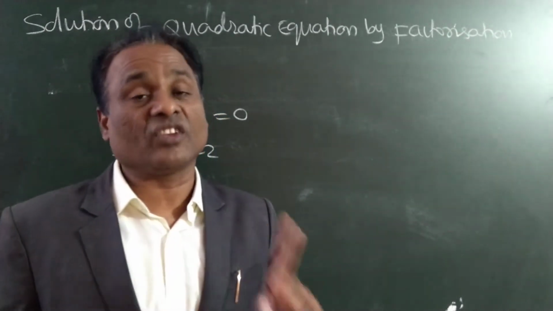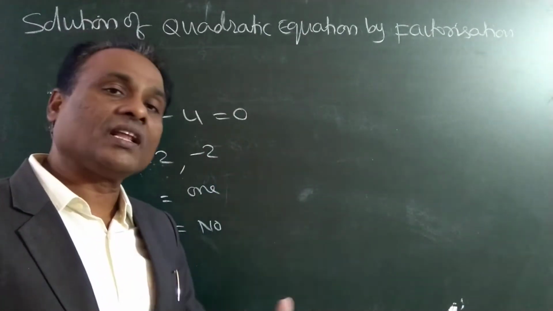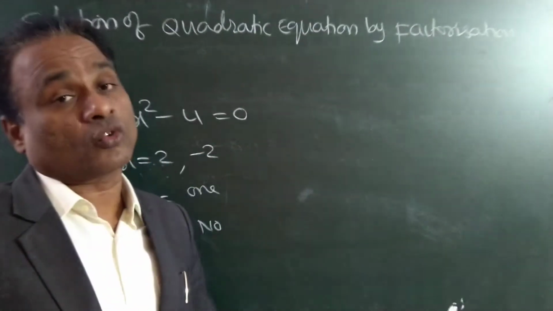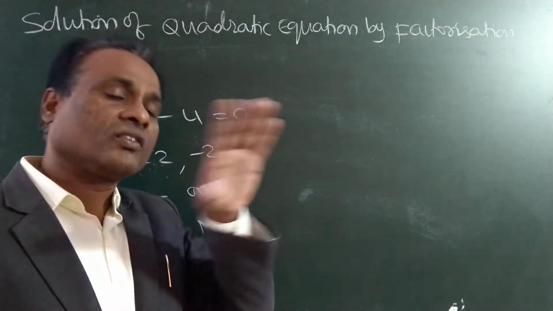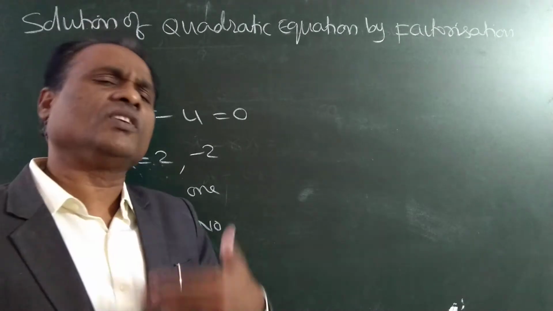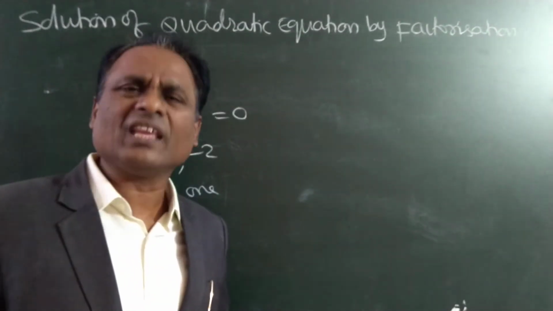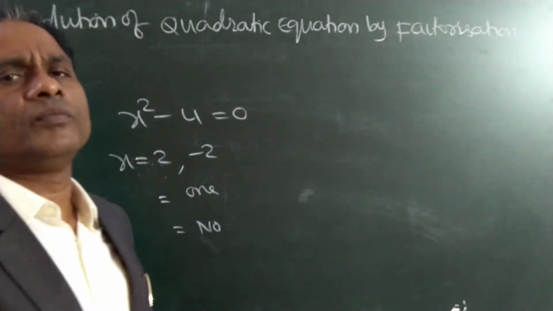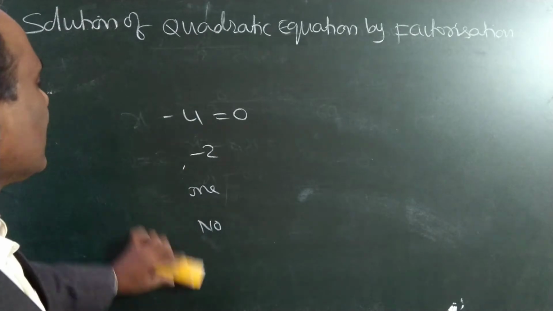First we are solving a few problems on factorizing. After that we will go to the making perfect square method, and after that the formula method. After learning all these 3, you can adopt whichever is easy for you. Generally the formula method will be convenient, a direct formula, otherwise the factorizing method will also be easy. So how are we factorizing?